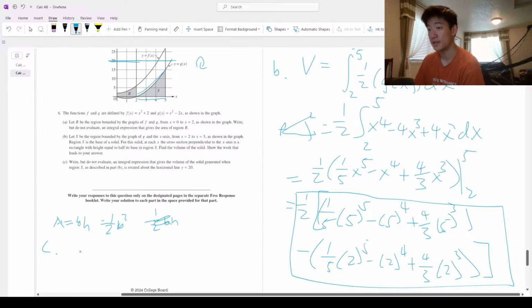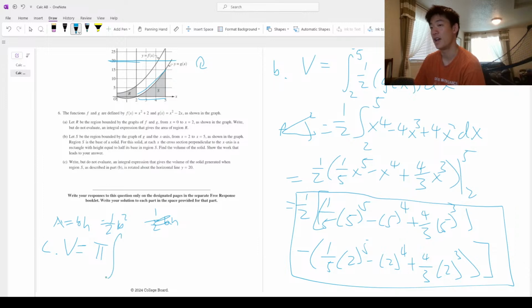So the volume equals, and don't forget pi. Do not forget pi, so you have to have pi. And then S is bounded from 2 to 5, so that's 2 to 5. And then you have outer radius minus inner radius. What is the outer radius squared? That's just 20. 20 minus 0 is 20. So you can write 20 minus 0 or just 20. 20 minus 0 squared.